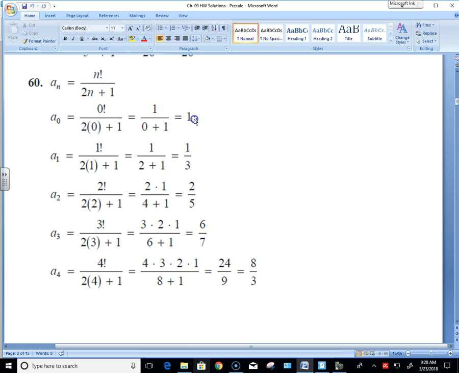Number 60. Anyway, first 5 terms. But this one was a little weird. You were supposed to stop at a sub 4 because n started at 0. It was one of those ones. But you still were just supposed to find the first 5. This one you're playing with factorials a little bit.